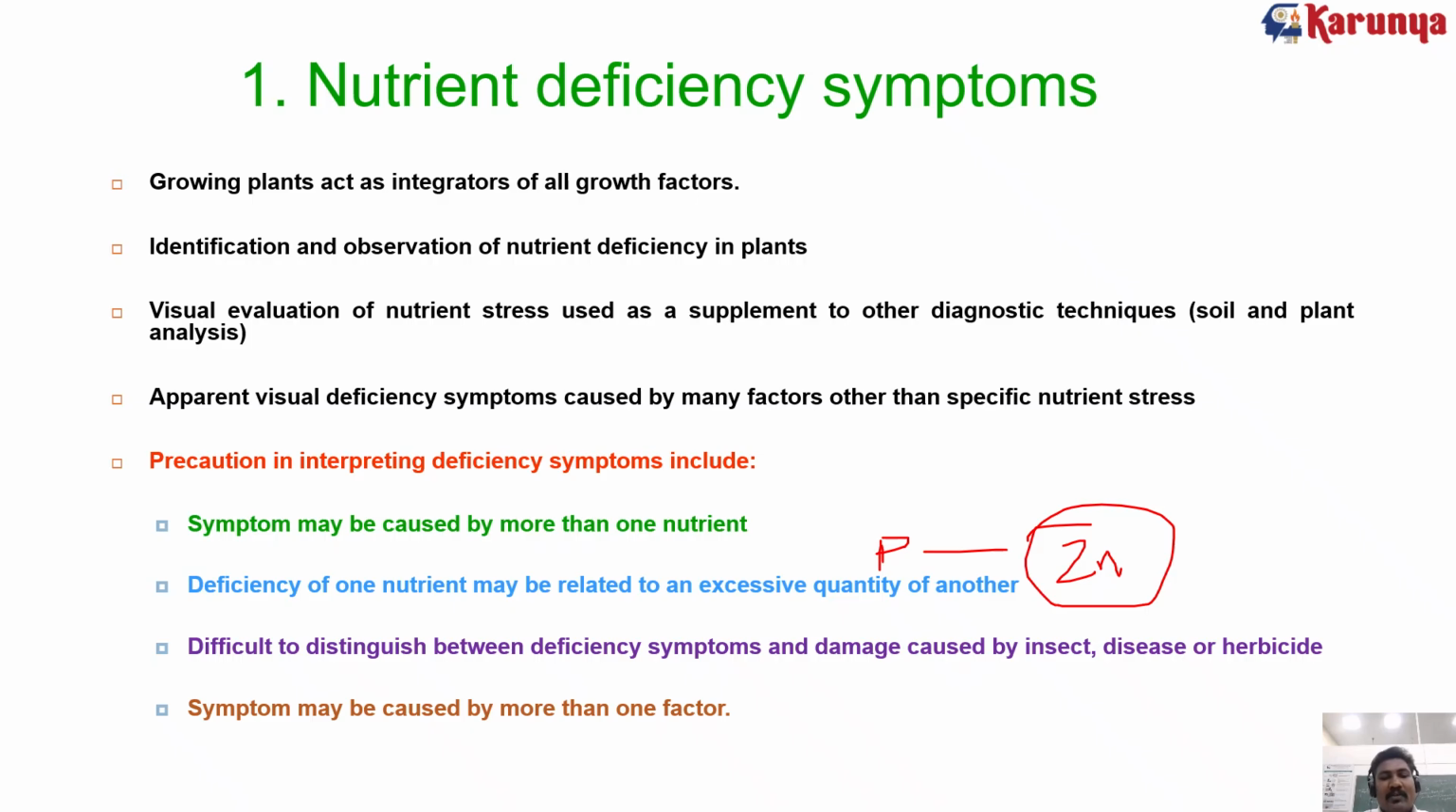And it is difficult to distinguish between deficiency symptoms and the damage caused by insects and disease. Sometimes insect-affected and diseased areas in crop plants may look like deficiency symptoms. So we have to carefully differentiate the symptoms due to nutrient deficiency, because a symptom may be caused by more than one factor. Not only nutrient deficiency, some other factor may also be involved and the symptom may appear.